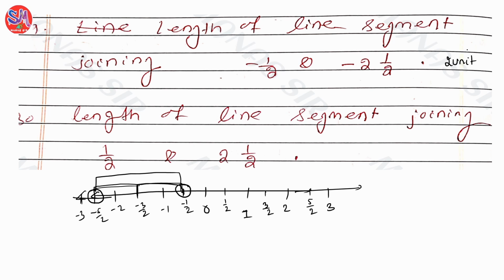Okay. Now the same with 1 by 2 and 2 whole 1 by 2. Where is 1 by 2? Here is 1 by 2. Where is 2 whole 1 by 2? That is 5 by 2. Here is 5 by 2. Now half to half, that is 1 unit. Again half to half, that is again 1 unit. So the answer is the same, 2 units. All of you understand?